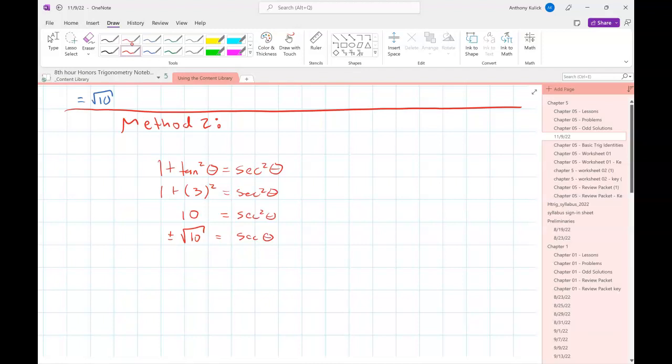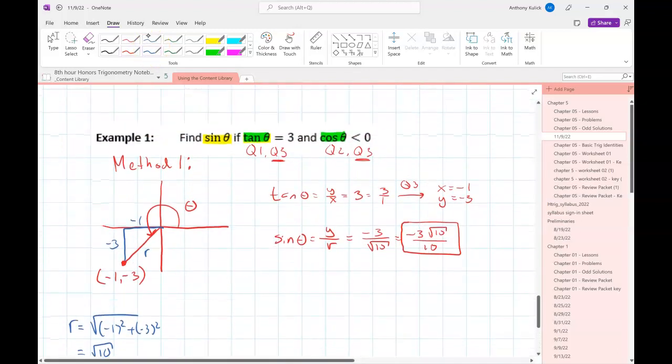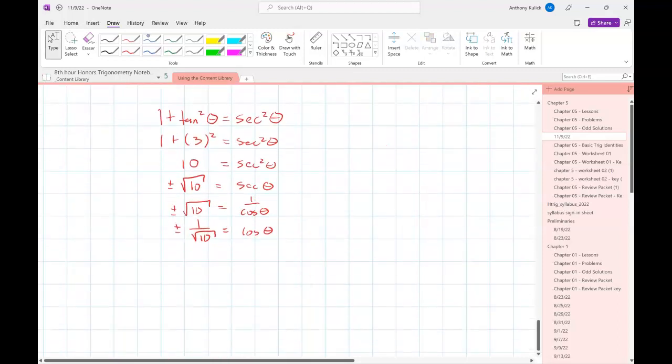And then I know that secant is 1 over cosine. And if I flip that on both sides, I get that cosine is plus or minus 1 over root 10. But what does the problem tell me about cosine? It's negative. So cosine has to be negative 1 over square root 10. Now I look for a relationship that involves tangent, sine, and cosine, since I know what cosine is. We saw that already, didn't we? That was the quotient identity.